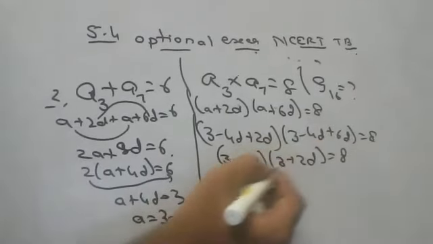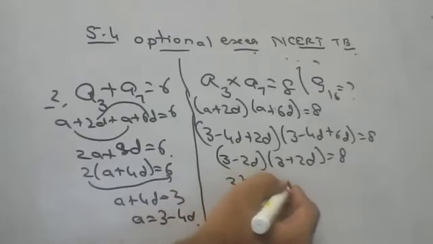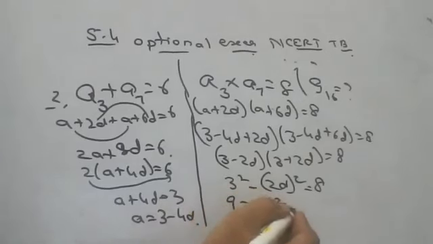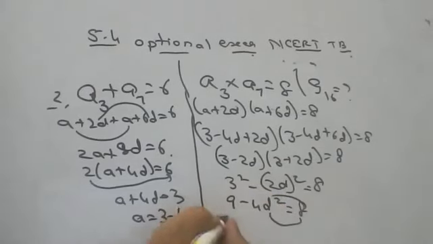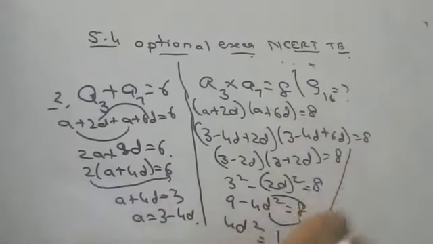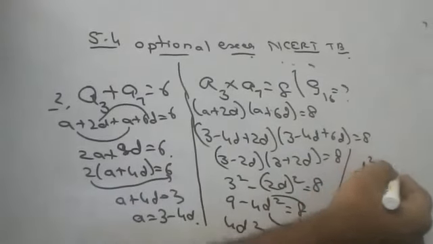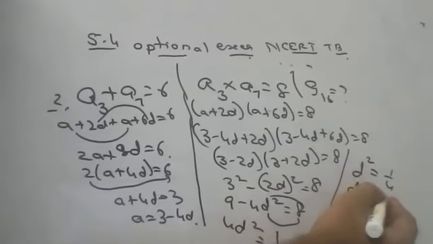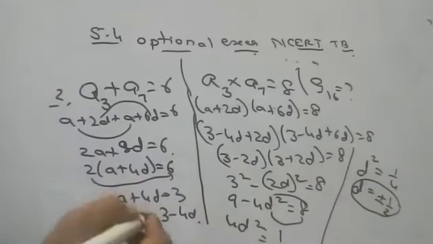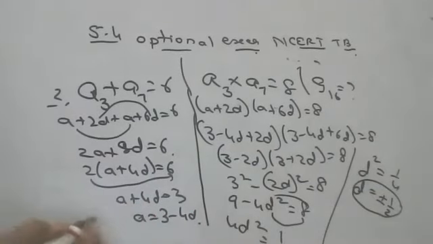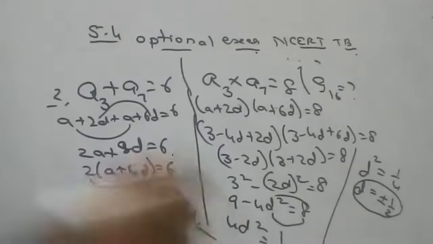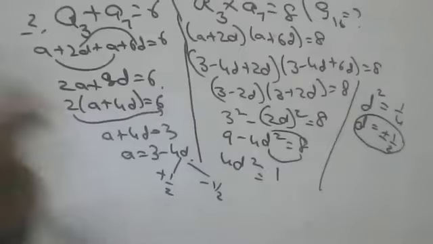So (a minus b) into (a plus b) is a square minus b square. 9 minus 4d square is equal to 8. So 4d square is equal to 1. Okay, children? So d square is equal to 1 by 4. D is equal to plus or minus 1 by 2. Substitute the d value here and you will get a also. We have two values of d, plus 1 by 2 and minus 1 by 2. So both values you have to substitute and find both values of a.